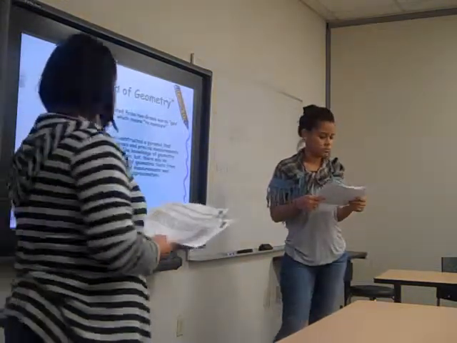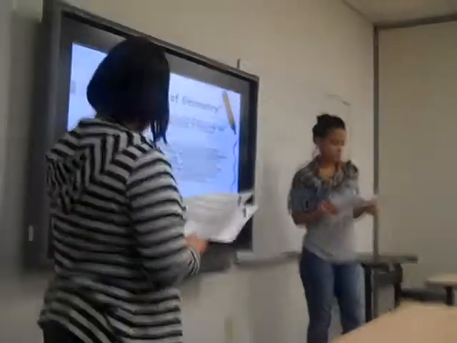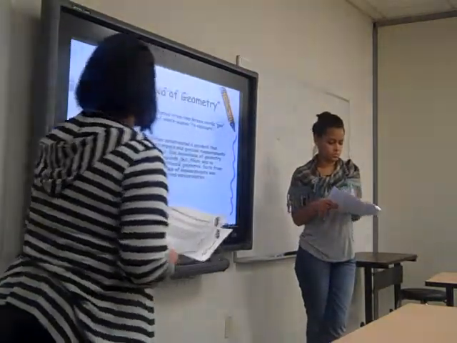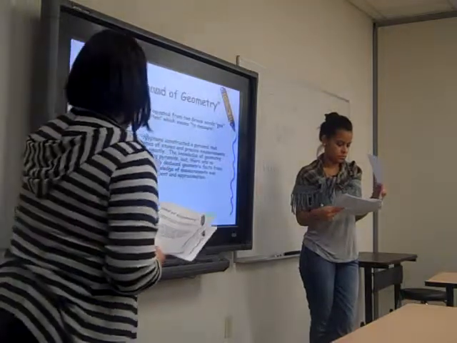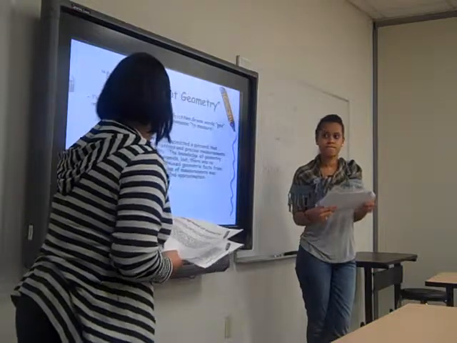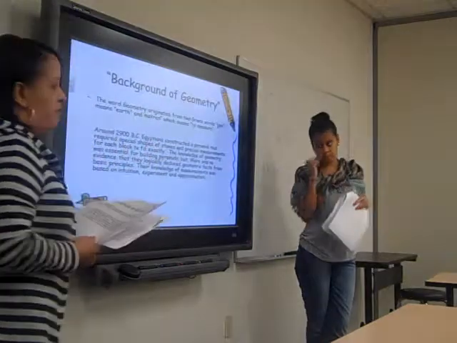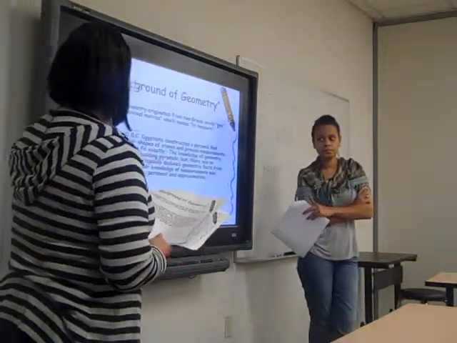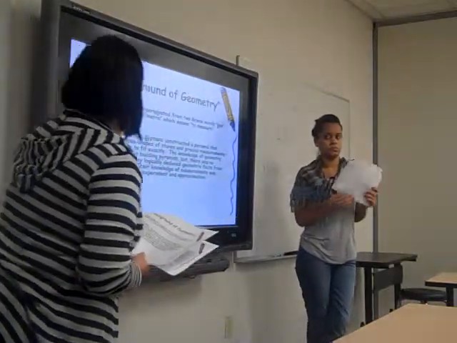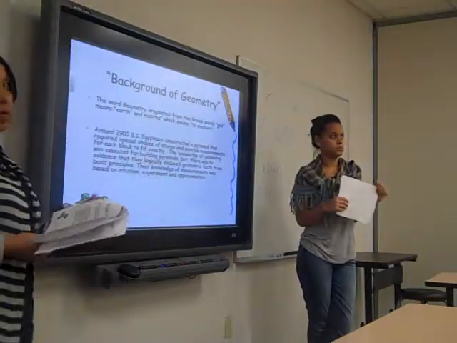Okay, so we just want to give you a little background of geometry. The word geometry originated from 2 Greek words, geo, which means earth, and metros, which means to measure. Around 2900 BC, Egyptians constructed a pyramid that required special shapes of stones and precise measurements for each block to fit exactly. The knowledge of geometry was essential for building pyramids, but there was no evidence that they logically deduced geometric facts from basic principles. So their knowledge of measurement was kind of based on intuition, experiment, and approximation.